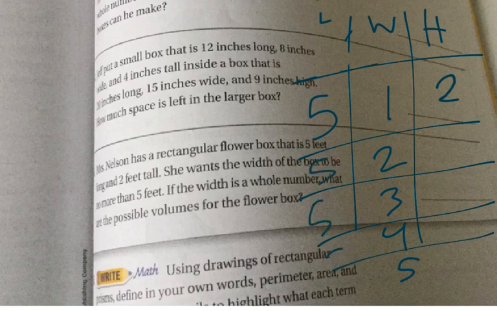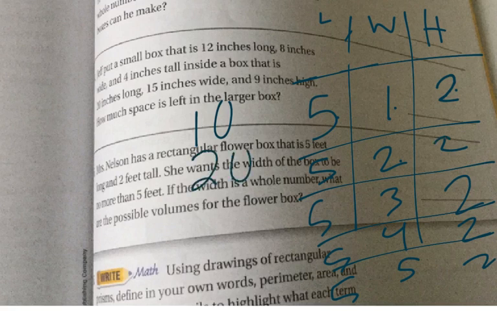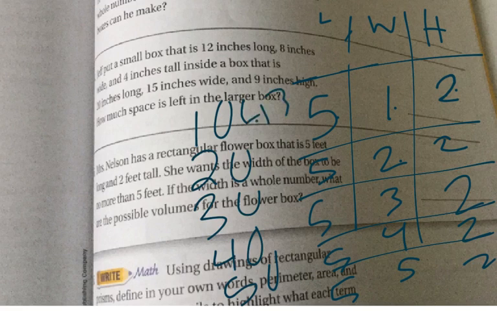The length is going to stay the same. The height is going to stay the same. So 5 times 1 times 2 would be 10. 5 times 2 times 2 would be 10 times 2 would be 20. 5 times 3 is 15 times 2 is 30. 5 times 4 is 20 times 2 is 40. 5 times 5 is 25 times 2 is 50. So those are the possible volumes, and those would all be feet cubed.